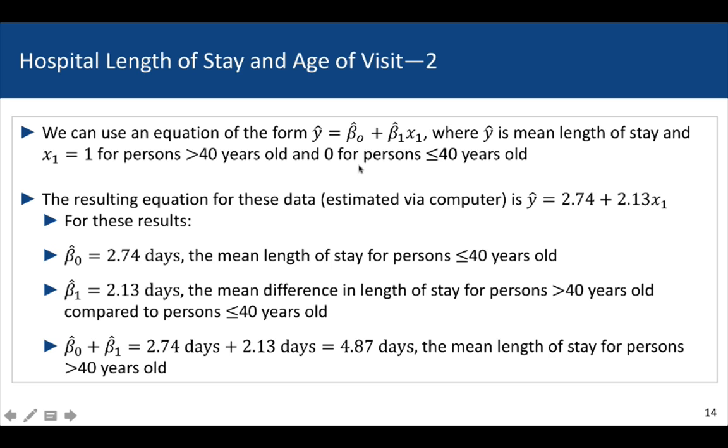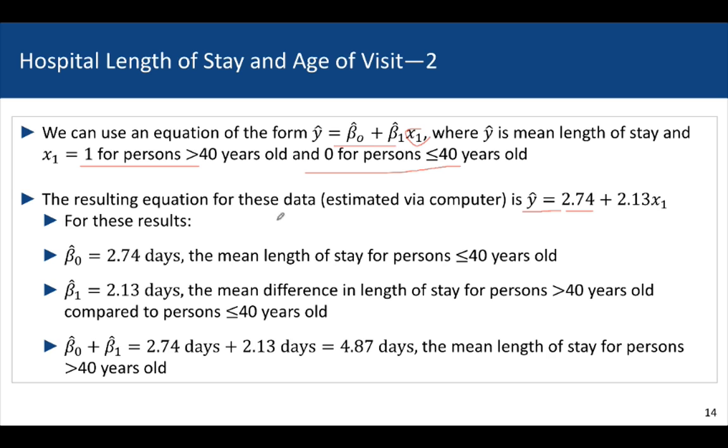So we can use an equation if we want to put this in a regression context of the form y hat equals b naught hat plus b1 hat x1, where y hat is the mean length of stay, and x1 equals 1 for persons greater than 40 years old, and 0 for persons less than or equal to 40 years old. The results for these data, coming from a computer, give our estimated mean length of stay equal to an intercept of 2.74 plus 2.13 times our predictor x1.